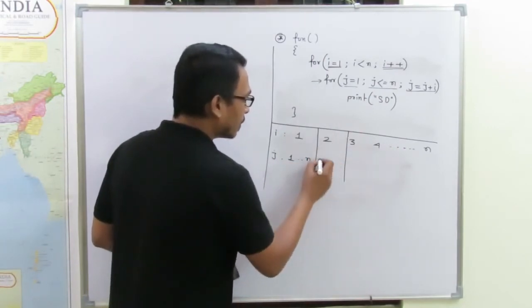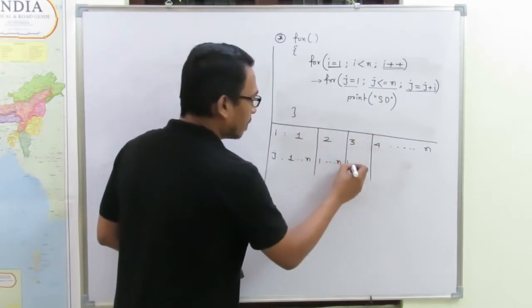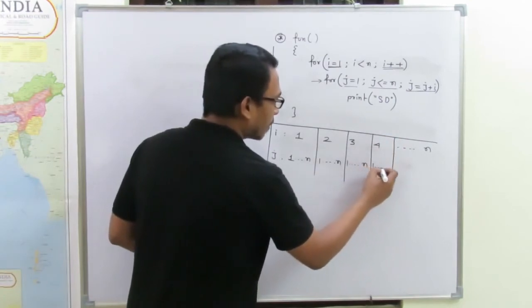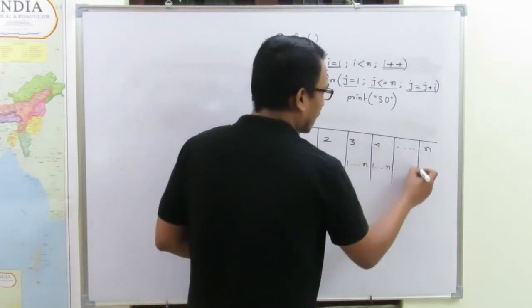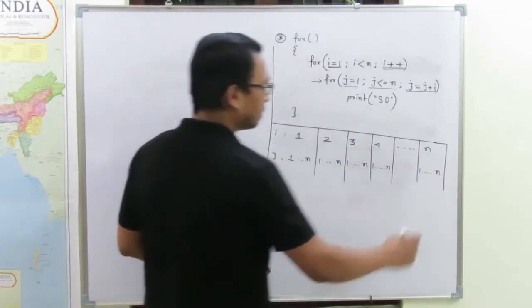Here also it will start from 1 and continue till n. Here also it starts from 1 and continues till n. And like that, here also it starts from 1 and continues till n.